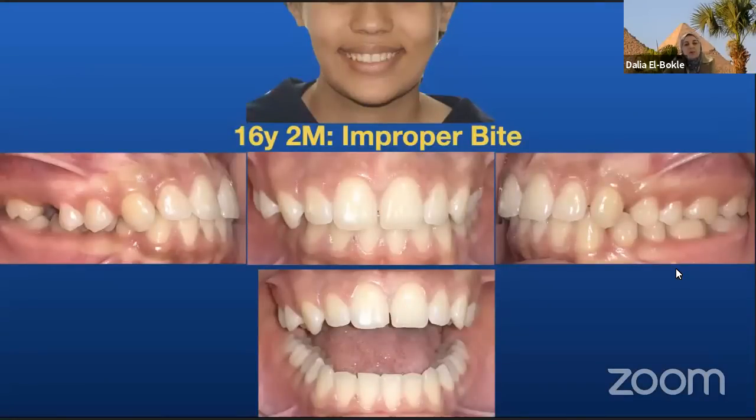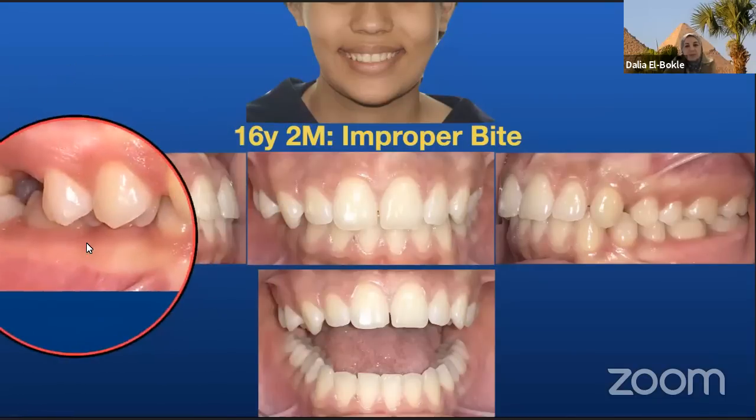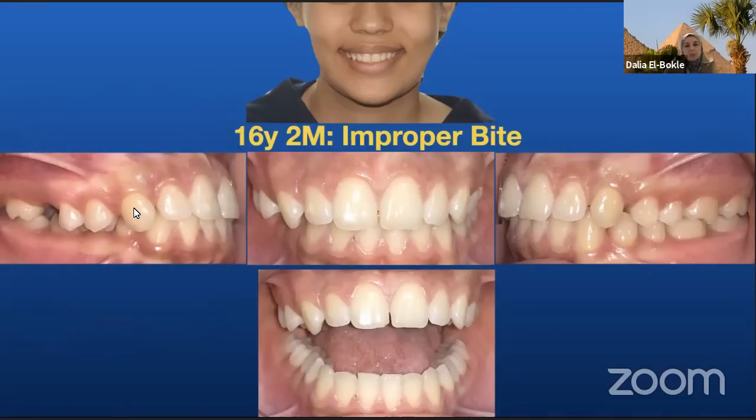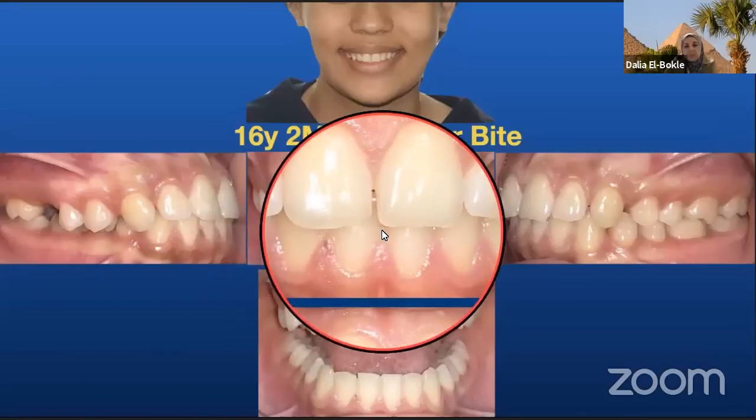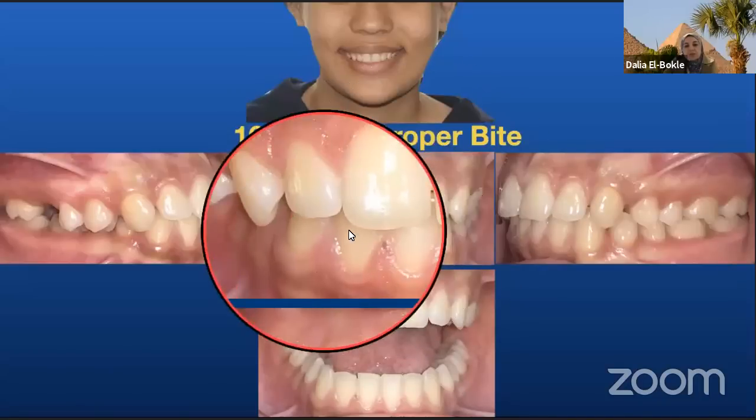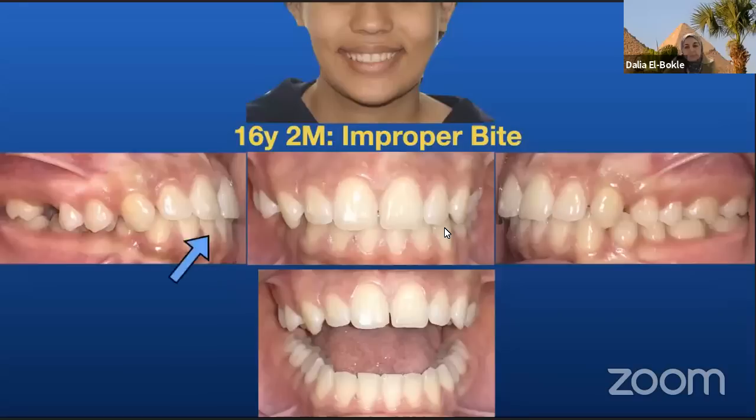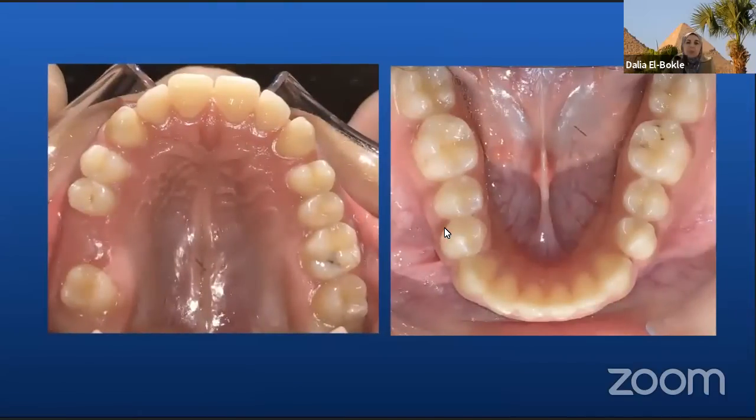Another case, a girl, 16 years 2 months old, who complained of improper bite. As you can see, she had a scissor bite on the right side, over eruption of the upper right canine, first and second premolars, and a lower midline shift here. And this shift was mainly a functional shift to the left side. You can see when she opened her mouth, the midline was different from the closing position. She had a missing upper right first molar and an asymmetric narrow lower arch. The lower arch was considerably narrower than the upper. So I definitely needed to coordinate the arches by uprighting the lower right premolars and lower first molar.